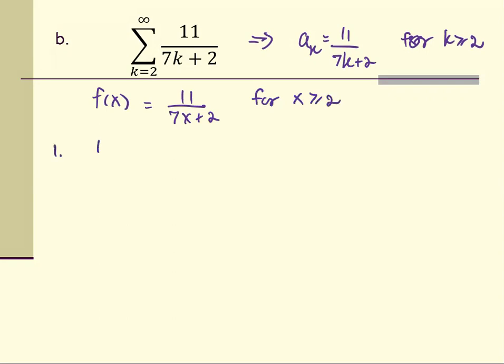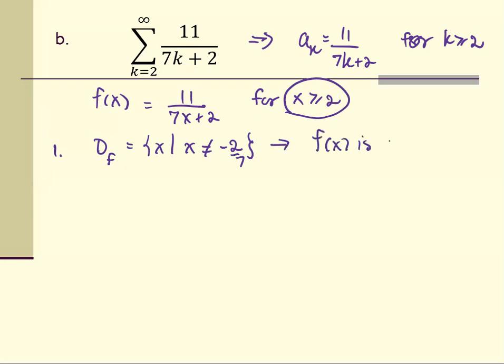Check the domain. The domain of this function is the set of x such that x is not negative 2 over 7. But we are looking for the interval of interest for x greater than or equal to 2. Therefore, the function f of x is continuous outside of negative 2 over 7, which covers x greater than or equal to 2. So we say f is continuous on the interval 2 to infinity. And number 2, is the function positive?